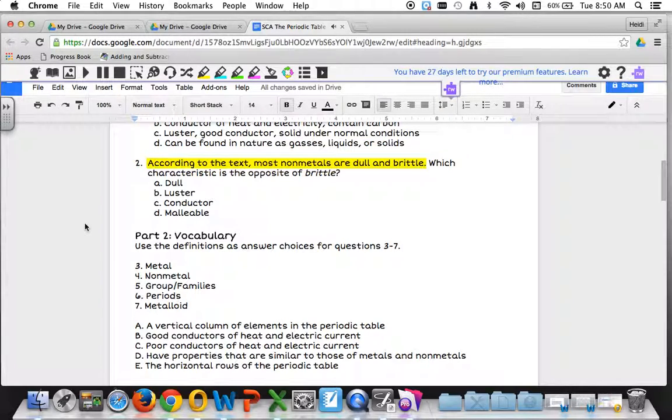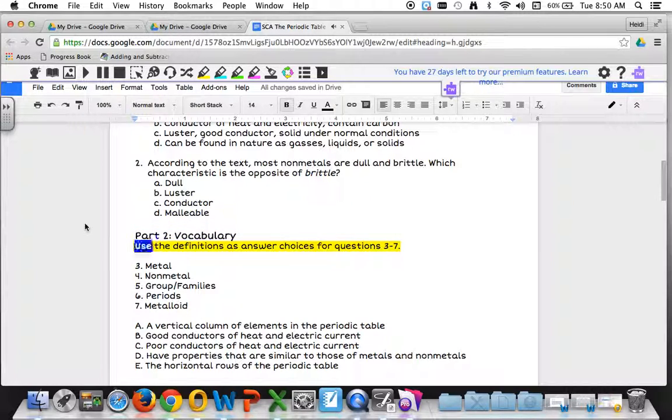2. According to the text, most nonmetals are dull and brittle. Which characteristic is the opposite of brittle? A. Dull. B. Luster. C. Conductor. D. Malleable.